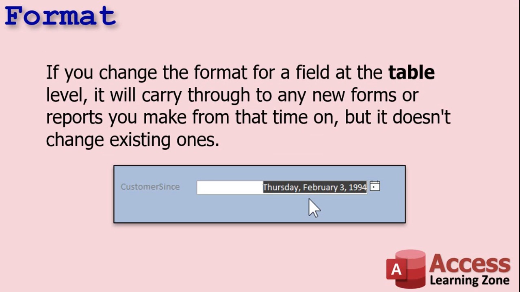Now, if you change the format for a field at the table level, it will carry through to any new forms or reports that you make from that time on, but it doesn't change existing ones. So if you've already got a customer table with no format and a customer form with no format, if you change the table, it's not going to update that form. So you're going to have to go into the form and make the same change there.